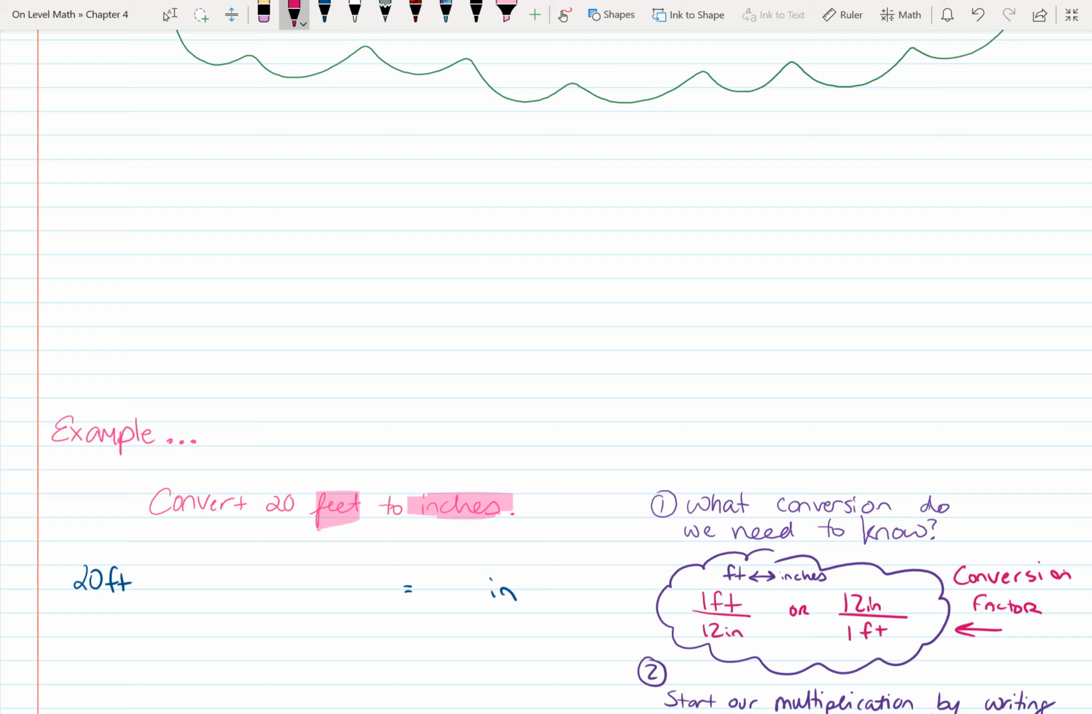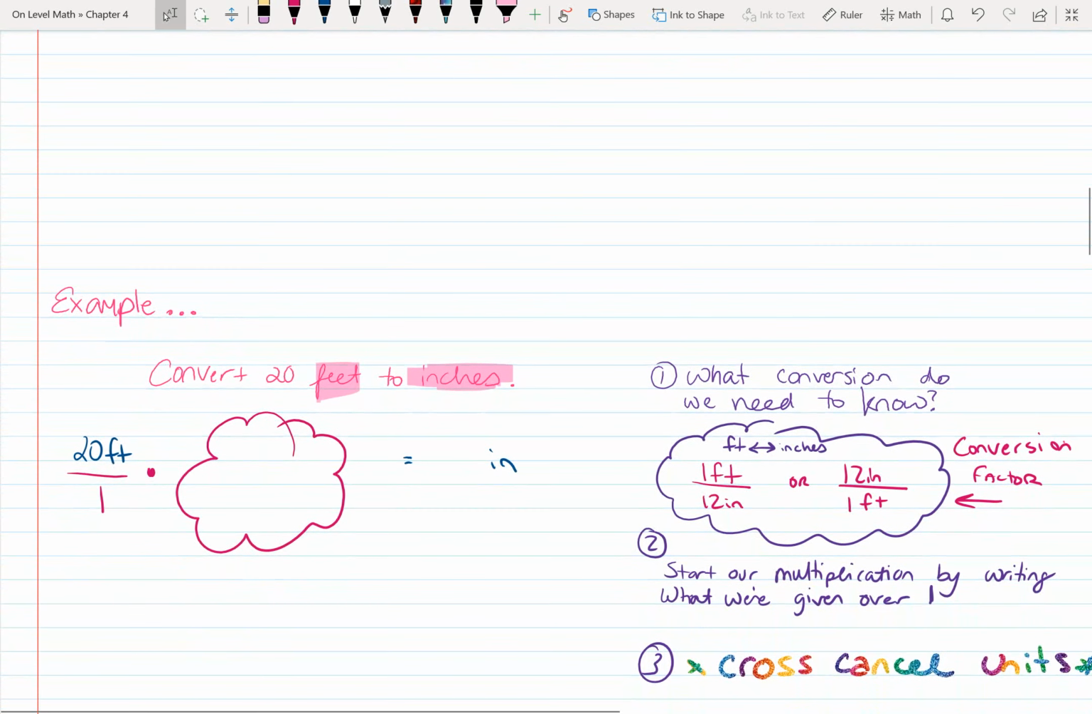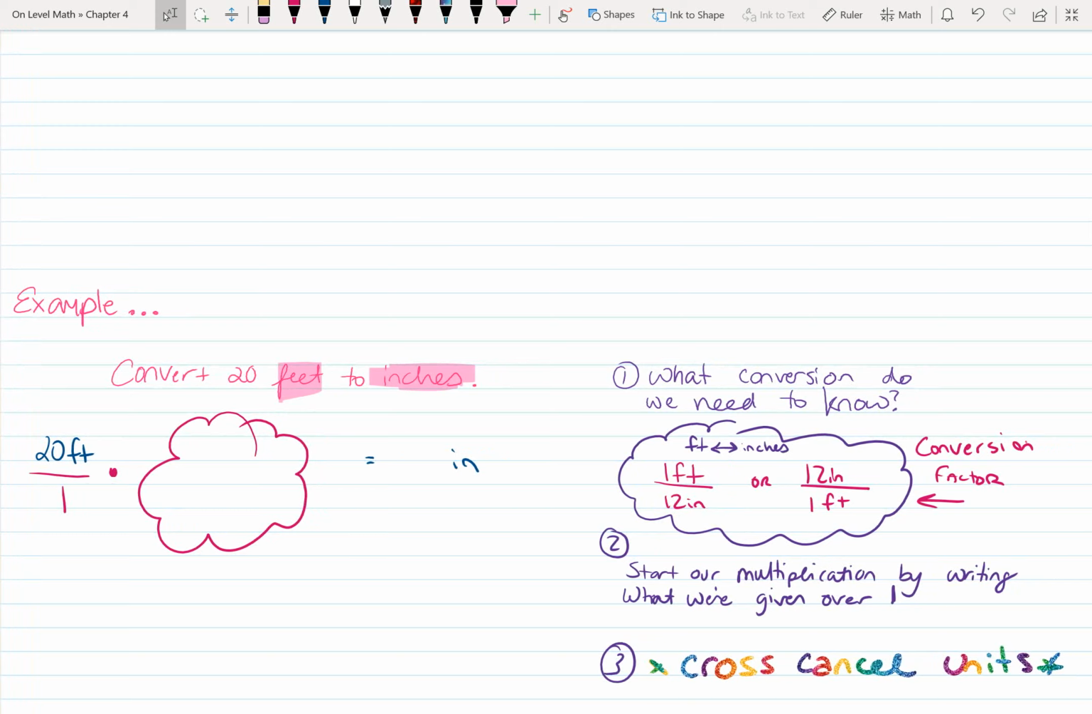Now, it's up to us to determine which conversion factor is the correct one to use. So it says 20 feet. Well, that's like a whole number, right? So that whole number needs to go over 1. And we're multiplying it by one of these conversion factors. We're not sure which one. However, our goal is to cross-cancel our units.